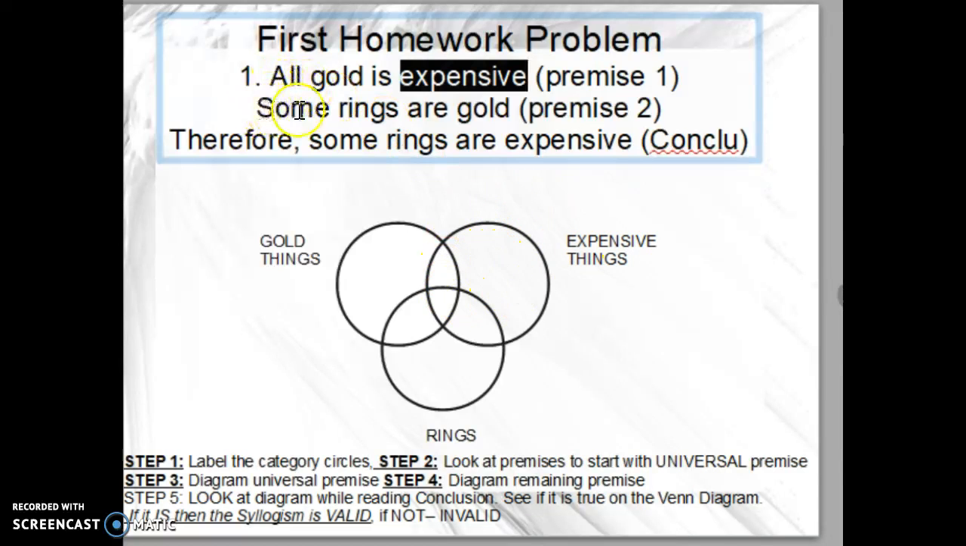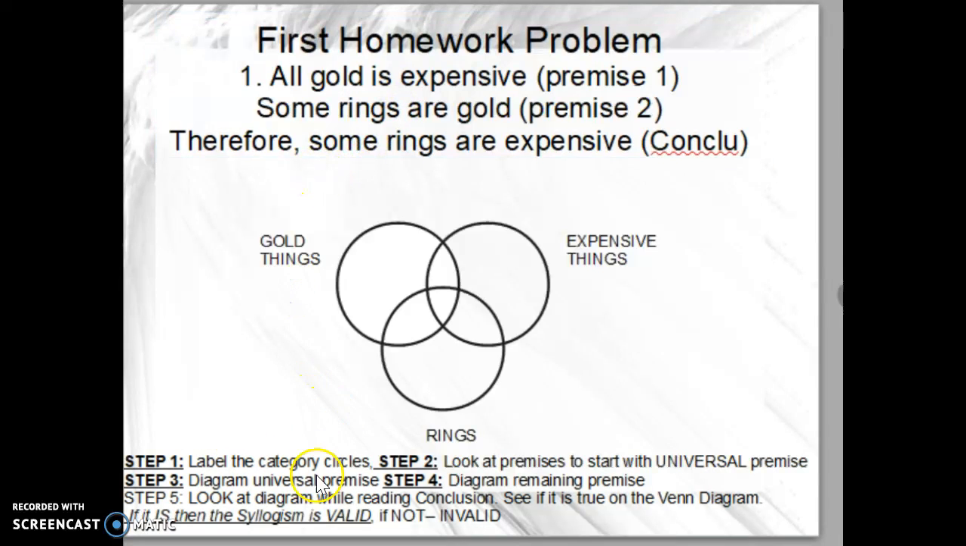I'm going to keep going. Some rings. This is a new term I haven't seen before. So I made my third circle, rings. And then we see gold again. So these are our 3 terms, gold, expensive, and rings. So that's what I'm going to label my 3 circles. All right, so then I just start. So I've done that. I've labeled the category circles.